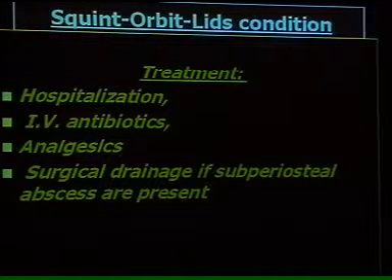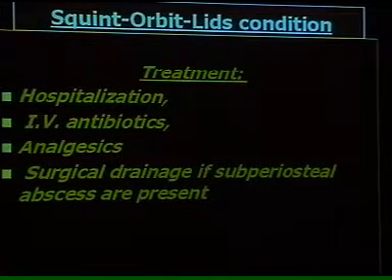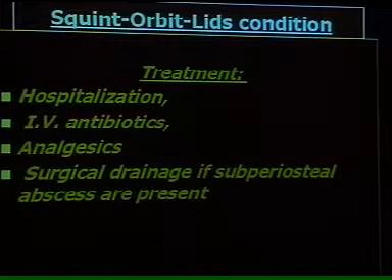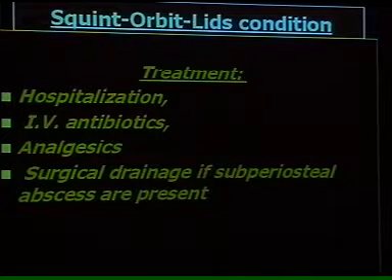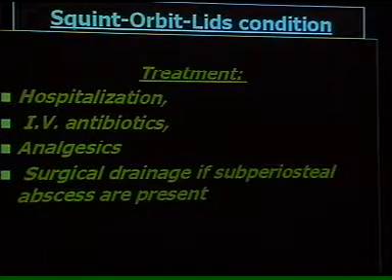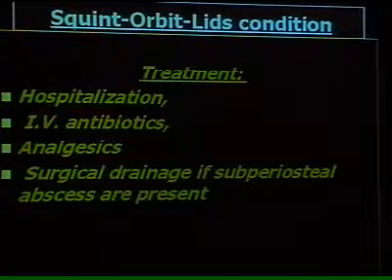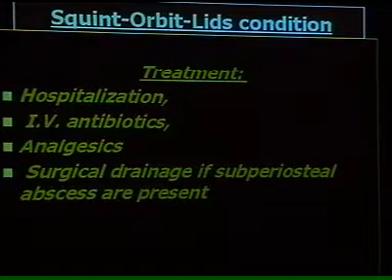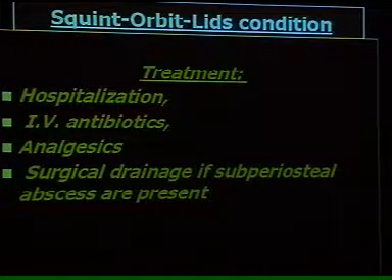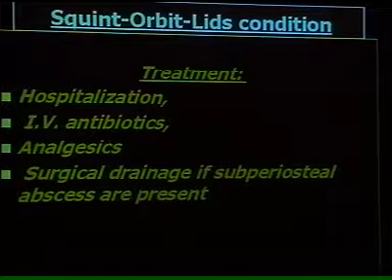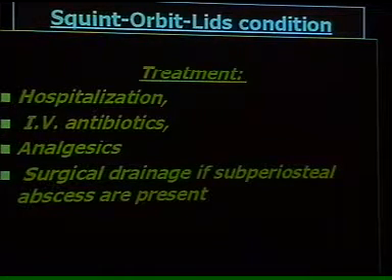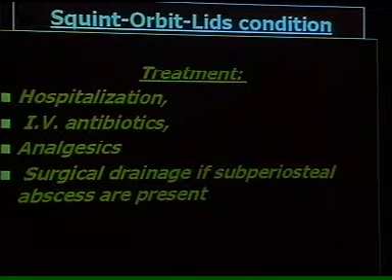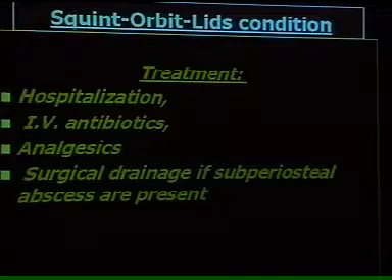Now, what do we do in orbital cellulitis? Immediate hospitalization and IV antibiotics covering all the gram-positive, gram-negative, aerobes, anaerobes. We start with multiple therapy. The idea is to save the patient's eyesight and to save the life of the patient, because once the cavernous sinus is involved, the mortality is very, very high. Analgesics, and surgical drainage if subperiosteal abscesses are present, confirmed on CT, and it's very, very painful.